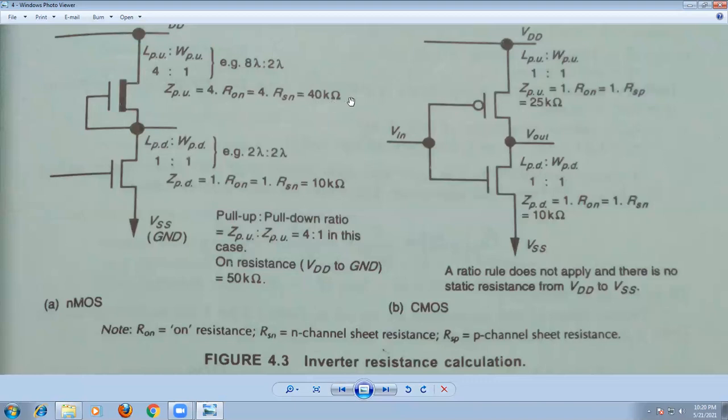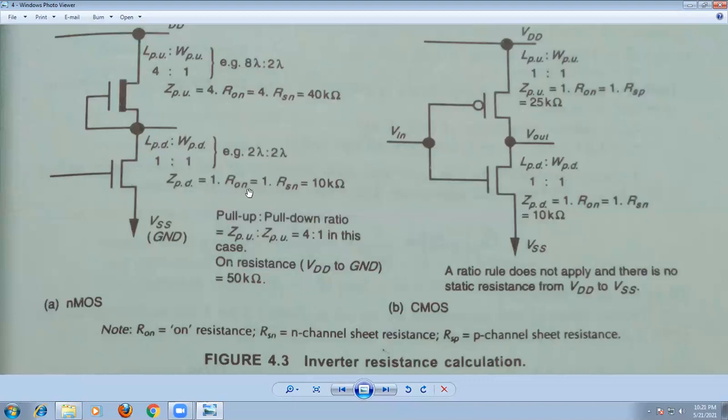Similarly, we are going to calculate the on resistance of the pull-down transistor. The same process applies. Z pull-down is equal to the L by W ratio of the pull-down transistor, which is 1:1, so 1 by 1 is equal to 1. So Z pull-down is equal to 1. Here 1:1 indicates that this is the feature size transistor, which is 2 lambda into 2 lambda square.